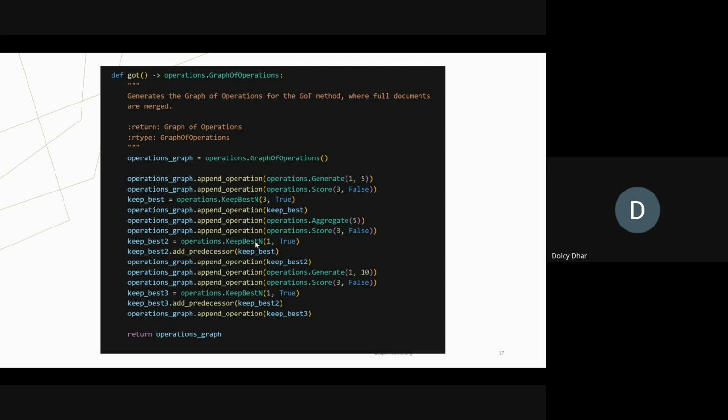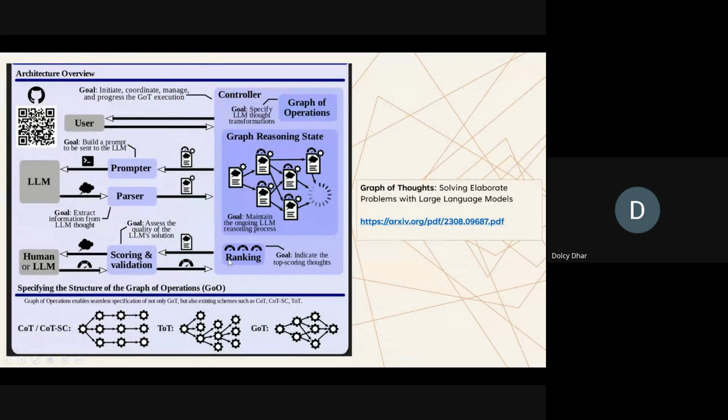But yes, as you can see, for a very small graph, it has to take almost 10 steps. So it is computationally expensive, and also substantial information and expertise is needed to integrate graph of operations and this framework.